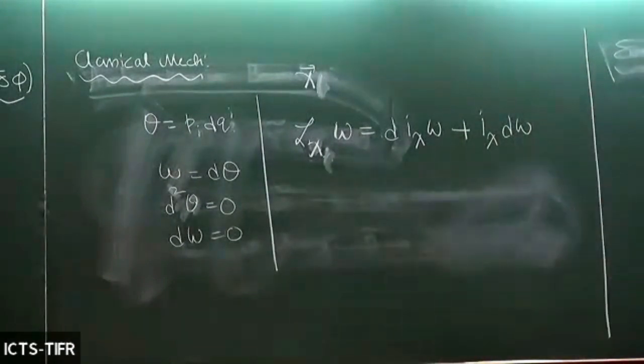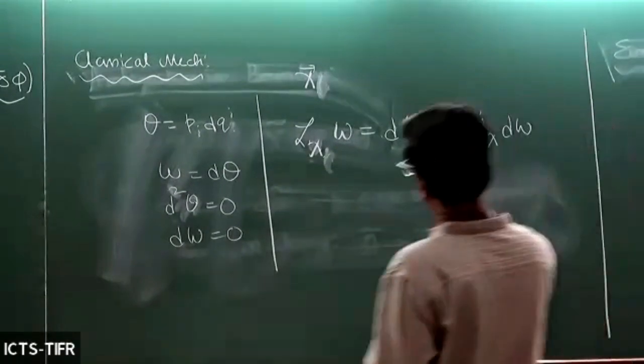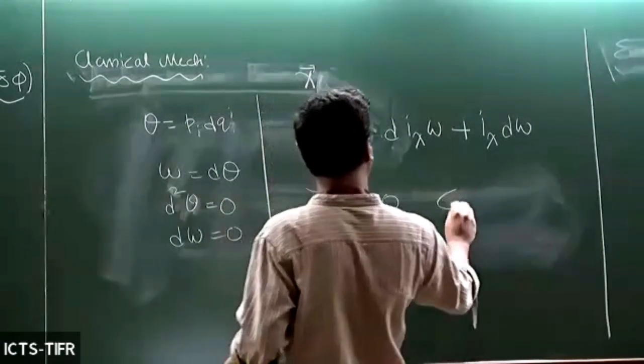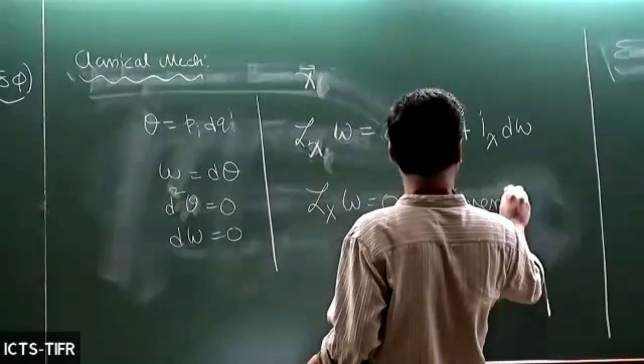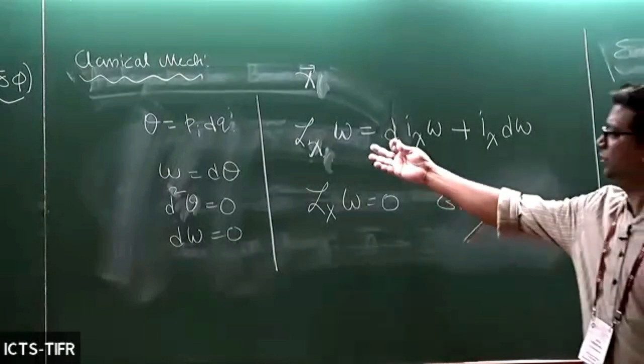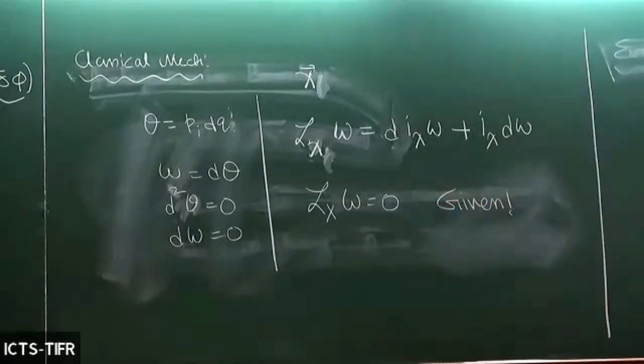Which is not a Hamiltonian vector field. But I tell you that this is true. Suppose this is now given to me. Given. But I have not told you this is a Hamiltonian vector field. This is true for every form. Now what can I obtain from this?